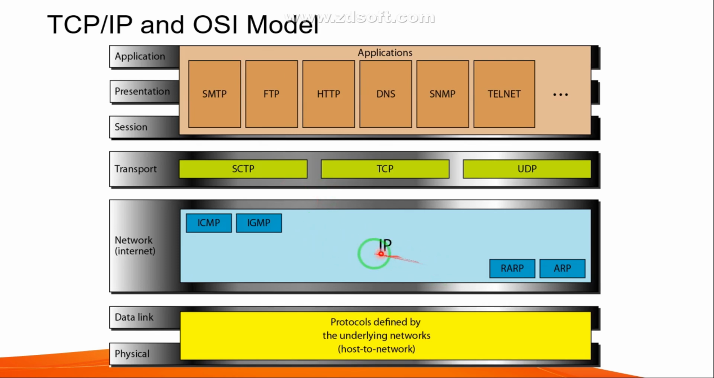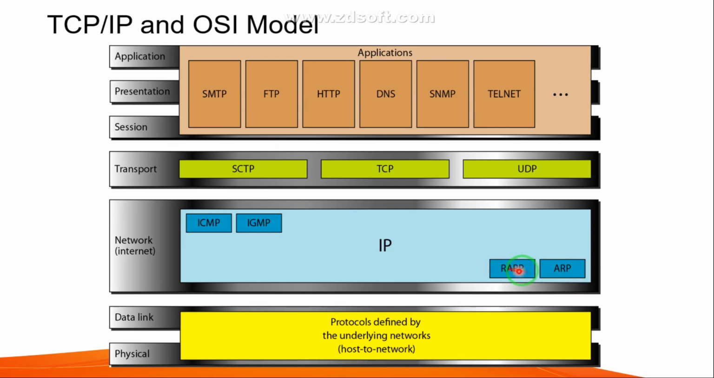And this IP layer has auxiliary protocols like ICMP, the Internet Control Message Protocol, which helps IP to report some problems when routing a packet. Next is IGMP, the Internet Group Management Protocol, which helps IP in multicasting. DHCP, which helps IP to get the network layer address for a host. ARP, the Address Resolution Protocol, which helps IP to find the link layer address of a host or a router.